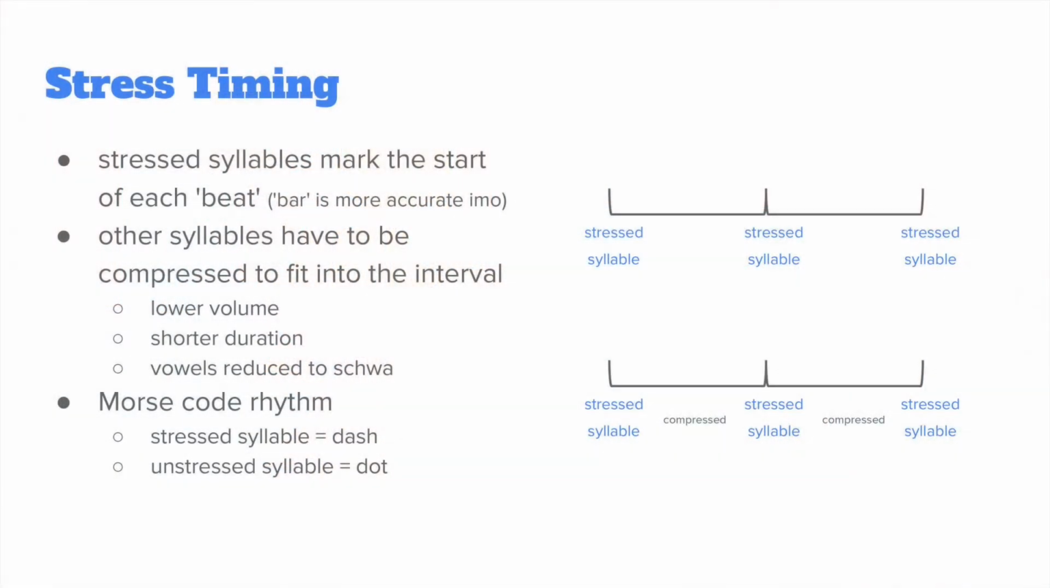Since the stressed syllables mark the rhythm, other syllables between the stressed syllables tend to be compressed to fit into the time interval. The non-stressed syllables are reduced in volume and duration. For example, to, for, and you, in this voice line, would it be too much to ask for you to keep the sword sheathed, are pronounced quieter and quicker.